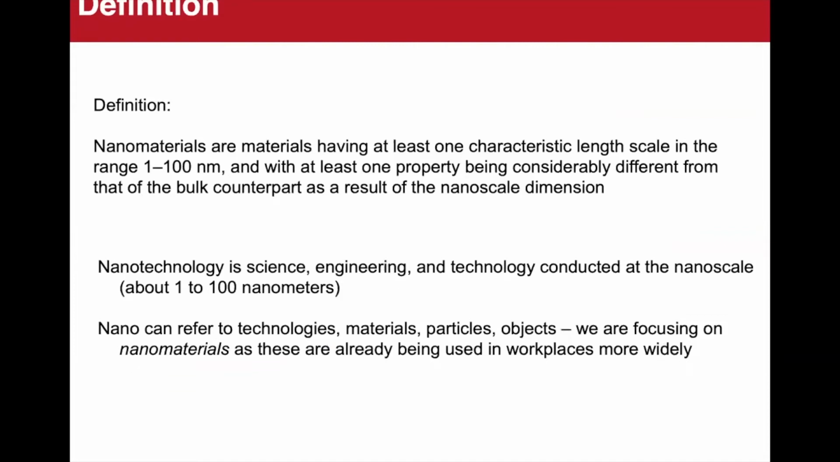Before we go any further, we need to actually define what a nanomaterial is and what nanotechnology involves. Well, nanomaterials are materials having at least one characteristic length scale in the range of 1 to 100 nanometers, and with at least one property being considerably different from that of the bulk counterpart as a result of the nanoscale dimension, which means the nanometer length scale has some effect on the resulting property that we see, and not that it's just small.